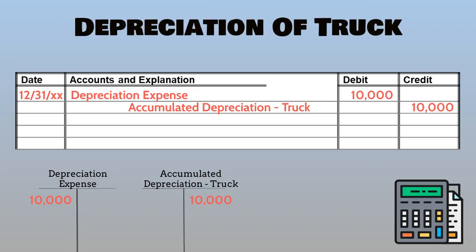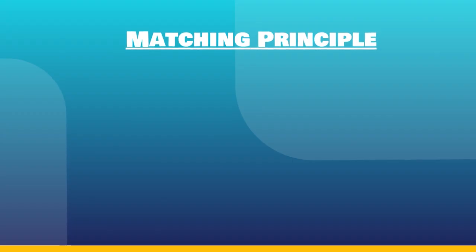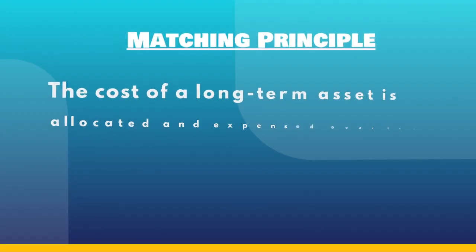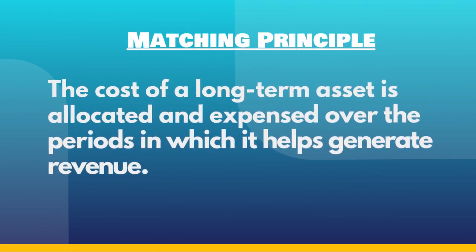So now let's take a look at the other side of that depreciation entry, depreciation expense. We record that $10,000 expense each year because we are spreading the initial $50,000 cost of the asset over the 5 years of useful life. We are required to capture this expense per the matching principle. The cost of a long-term asset is allocated and expensed over the periods in which it helps generate revenue.